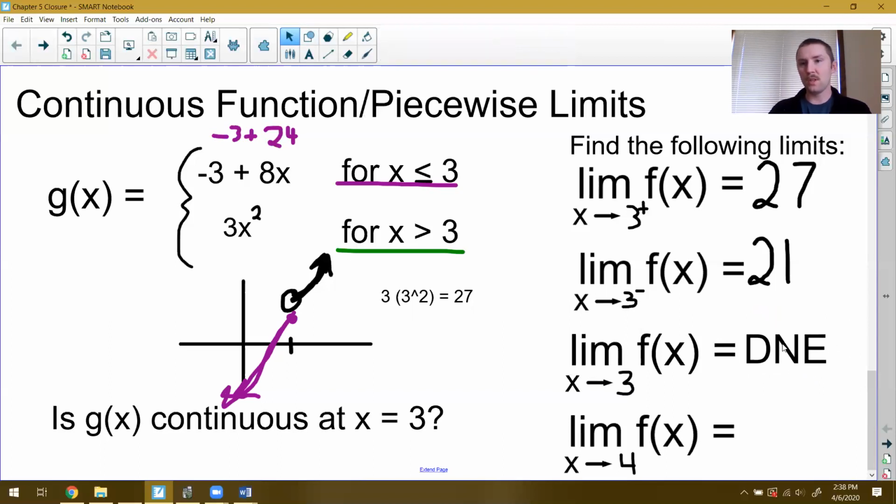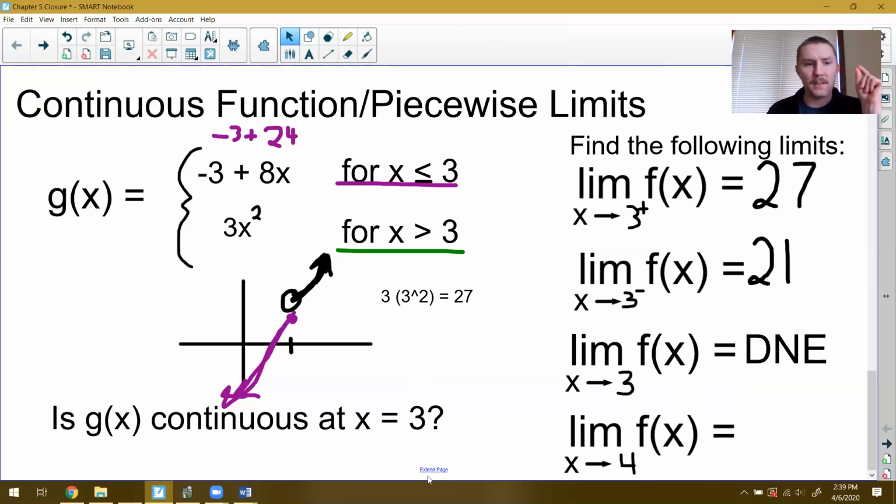My two sides, my left and right side, don't agree on a limit value. They don't agree on a function value. One thinks it's going to be 27, the other thinks 21. So it doesn't exist, all right? Now, I'm going to pause here and look at the question about x equals 3, and I'll come back to this last limit question and tell you one more thing about piecewise functions.